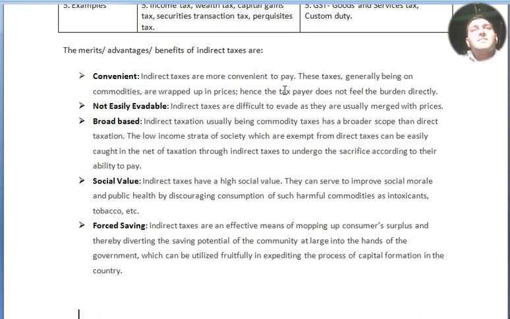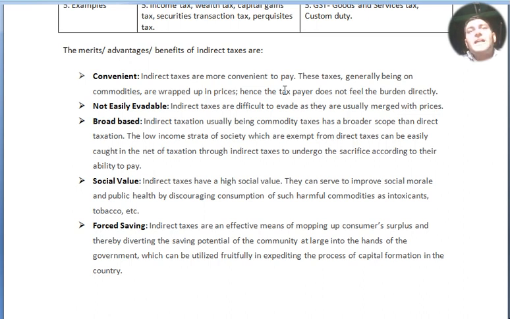Broad-based. Indirect taxation, usually being commodity taxes, has a broader scope than direct taxation. The low income strata of society, which are exempt from direct taxes, can be easily caught in the net of taxation through indirect taxes to undergo the sacrifice according to their ability to pay.